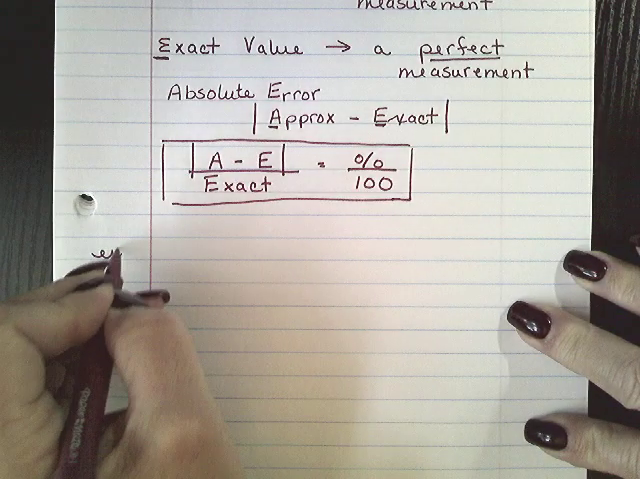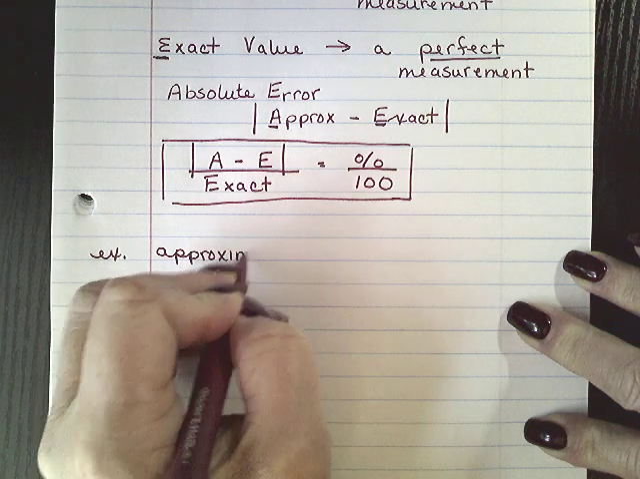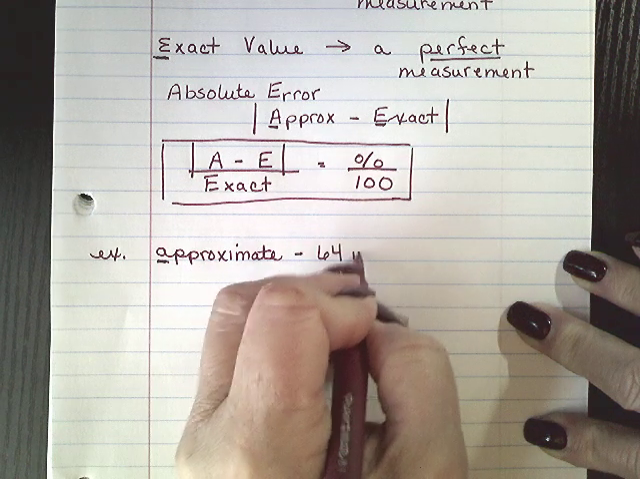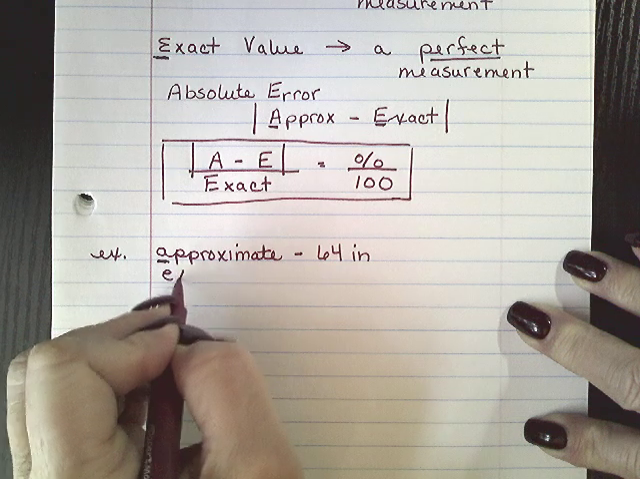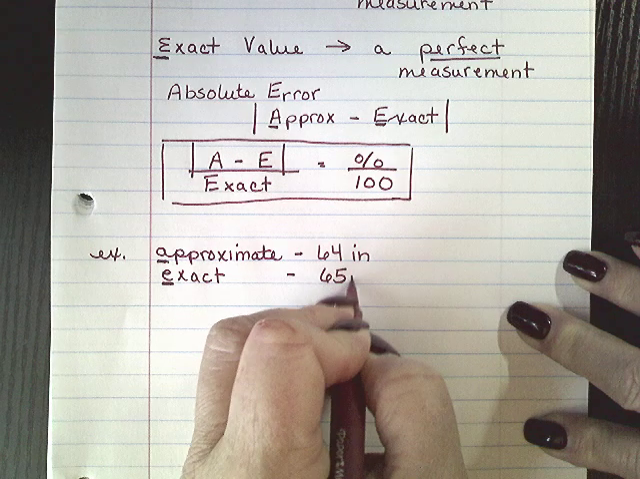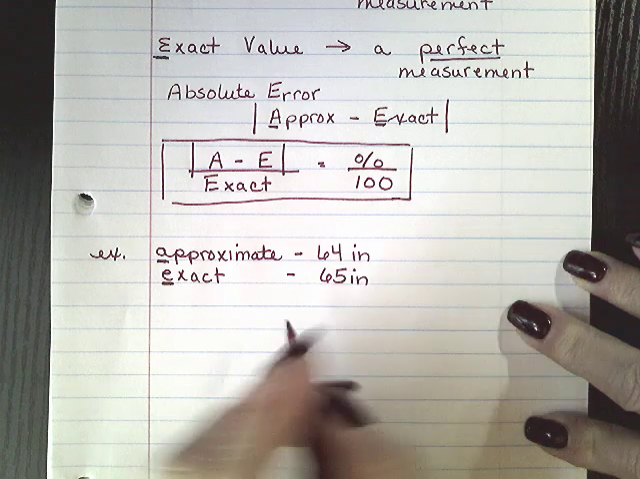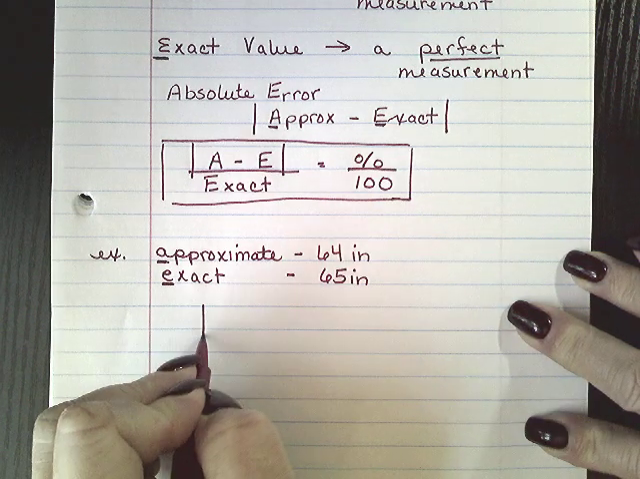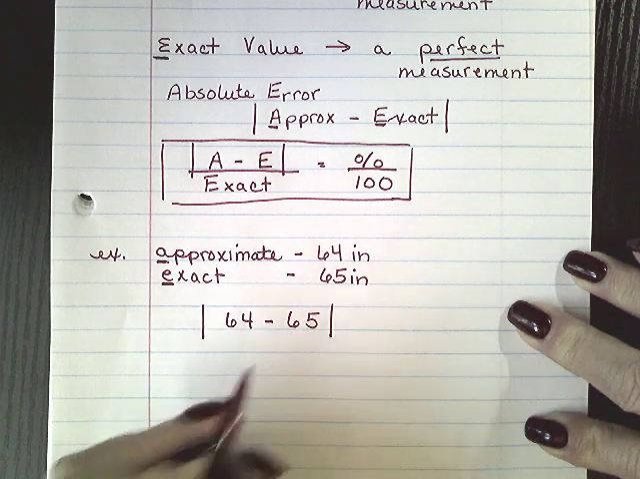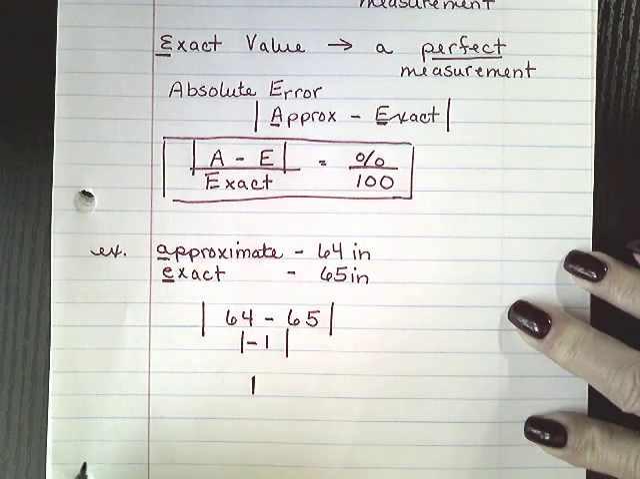Okay, so let's jump right into an example. We have an approximated measurement. There's the A of 64 inches. But the exact measurement, which is your E, is 65 inches. So I'm going to find that absolute error first. So I am going to take 64 minus 65. That is going to equal -1, which is going to equal 1.